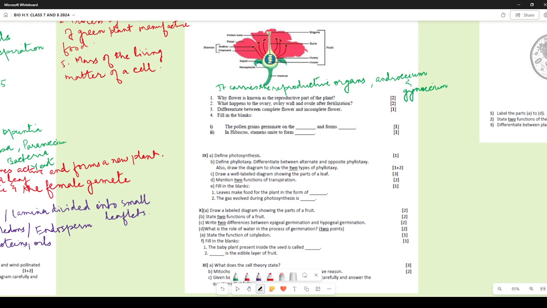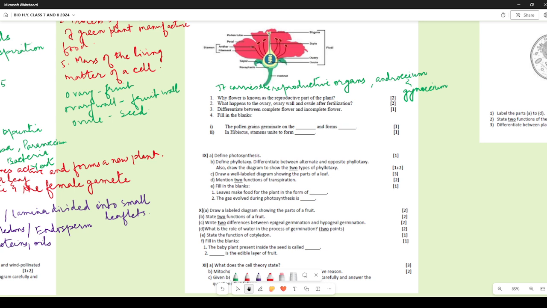What happens to the ovary, ovary wall and ovule after fertilization? The ovary changes to fruit. The ovary wall changes to fruit wall, right? And the ovule becomes the seed. So this is what happens after fertilization.